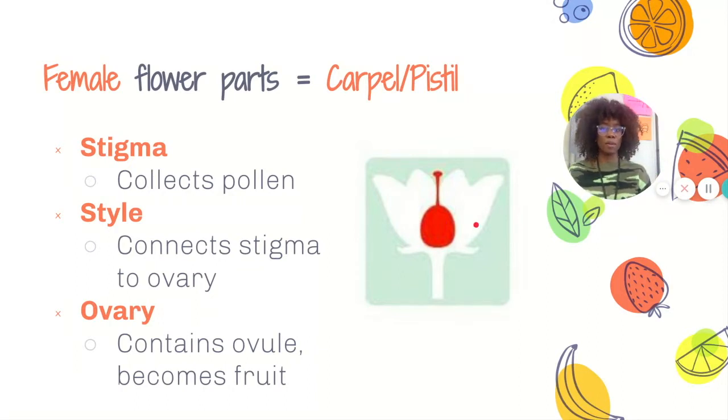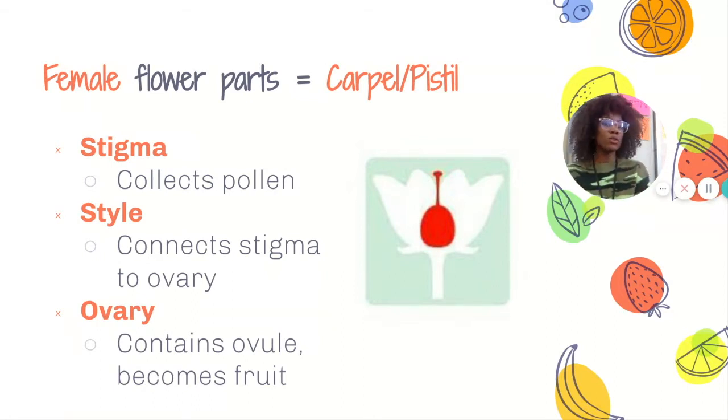So one thing to note about this is, always remember in order. That's the best way for me. I always remember the female part of the plant is the stigma, the style, and the ovary. I never say it any other way. I always say stigma, style, ovary. That's the only way that it sticks in my brain, if I always say it the same way.